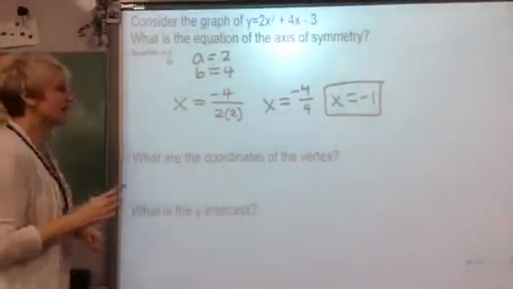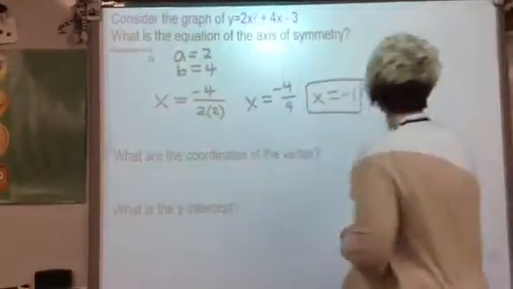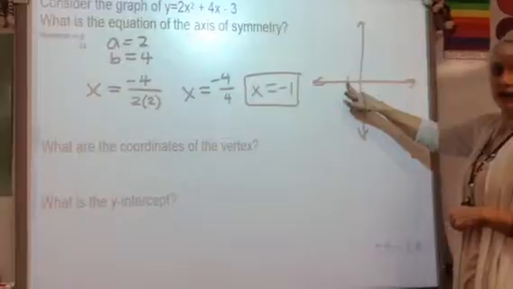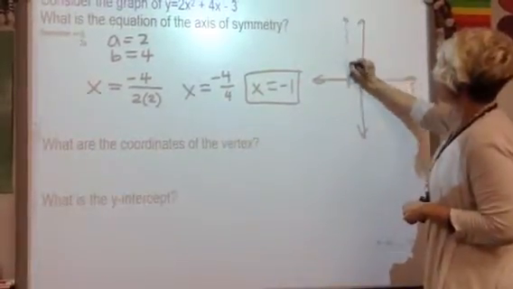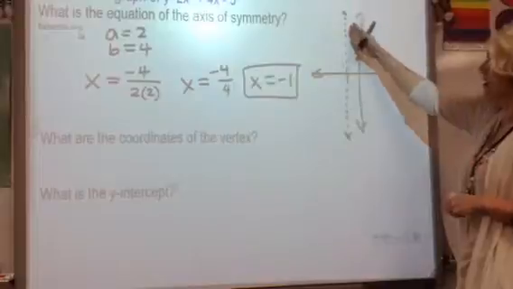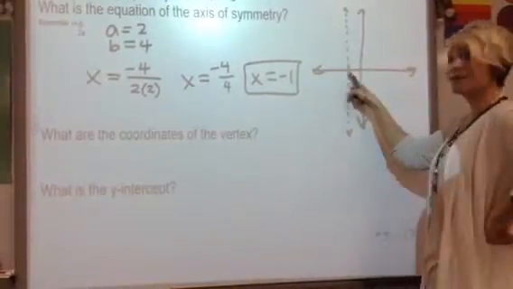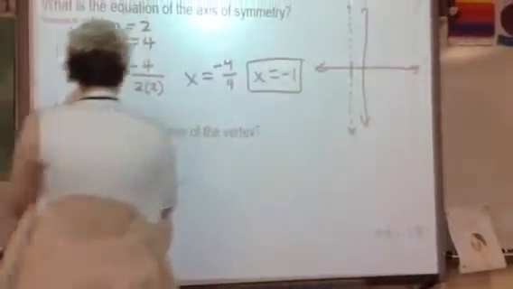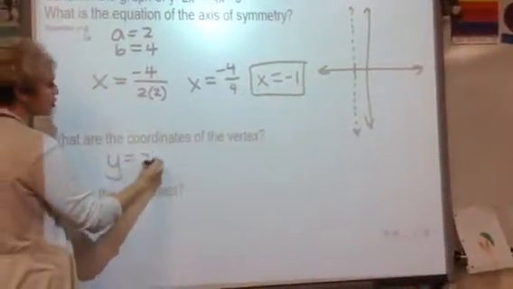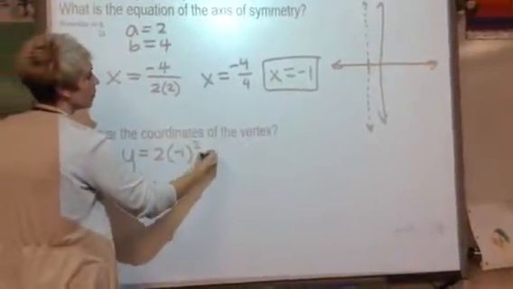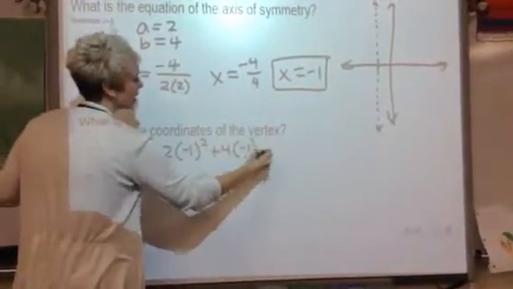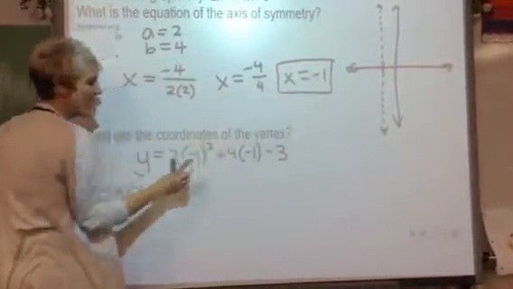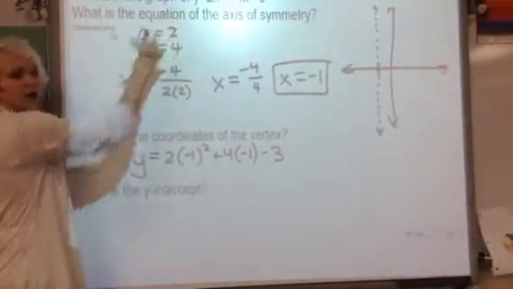Now that we have this simplified down, we know that the line, if I have a coordinate grid here, if this is negative 1 on the x, I know that my vertex is somewhere on this line. This is the axis of symmetry. Well, we can find the vertex if we plug this x in. Watch. y is equal to 2 times negative 1 squared plus 4 times negative 1 minus 3. Look what I did. I just plugged that negative 1 for x in for every x in my equation.